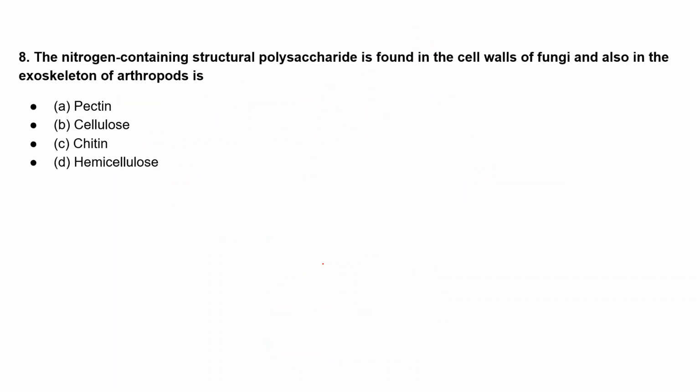The next question is: the nitrogen containing structural polysaccharide found in the cell wall of fungi and also in the exoskeleton of arthropods. Option A is pectin, option B is cellulose, option C is chitin, and option D is hemicellulose. So which one is the nitrogen containing structural polysaccharide present in the cell wall of fungi and also in the exoskeleton of arthropods?